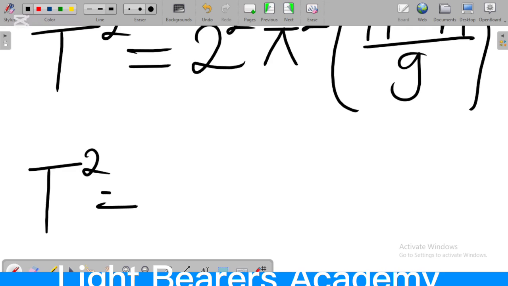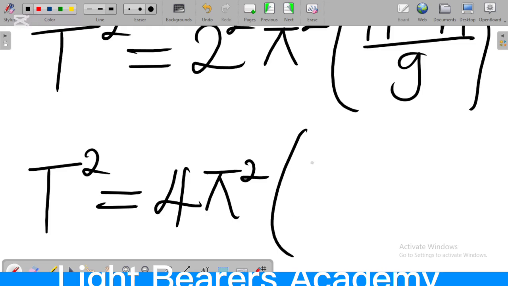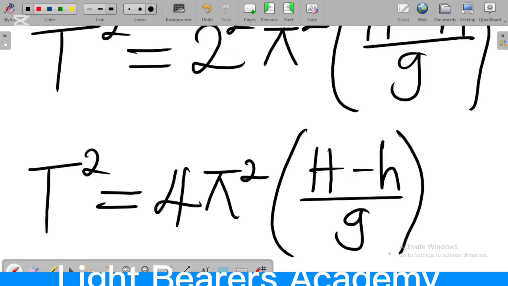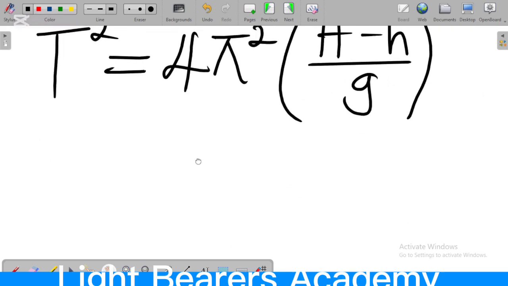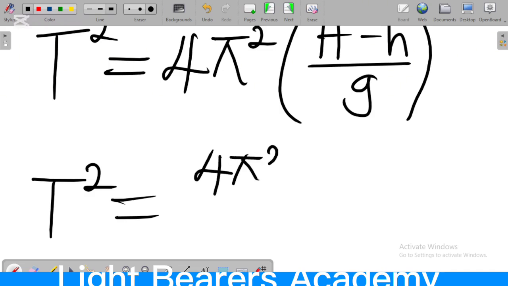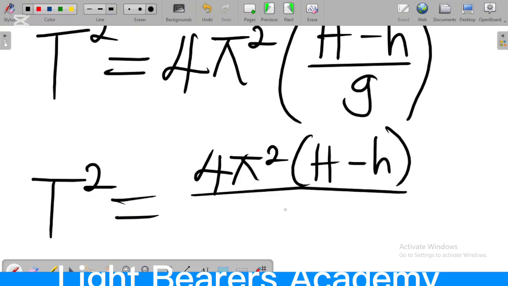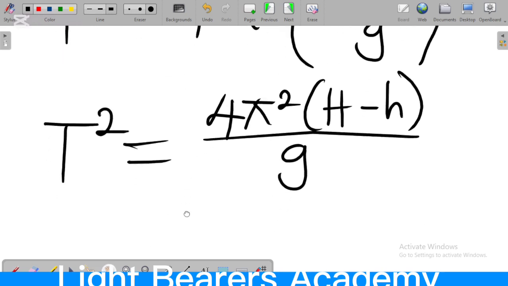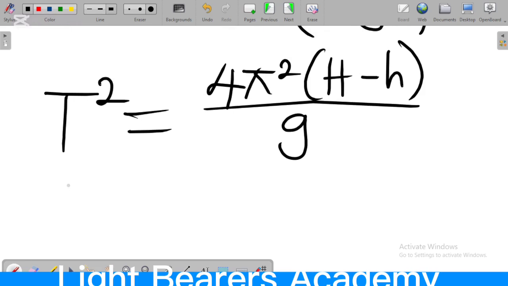So T square is equal to 2 raised to power 2, which is 4, and then pi raised to power 2, open bracket, capital letter H minus small letter h all over g, and then close the bracket. So this can also be written as T square is equal to 4 pi square, open bracket, capital letter H minus small letter h all over g. At this point, our next task is to cross multiply.